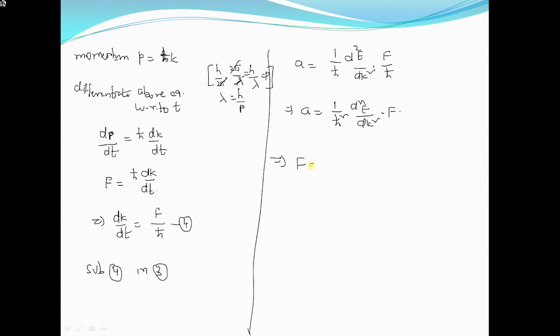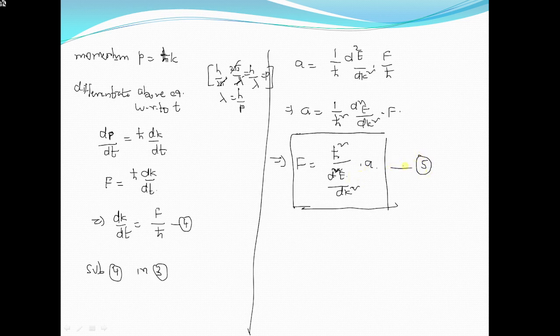So I can write f is equal to, if I take all these terms to this side, see here, this is in the denominator, if I take it to this side it becomes numerator. So this is the expression I got: F is equal to h cross square divided by d square E by dk square into A. This is equation number 5.